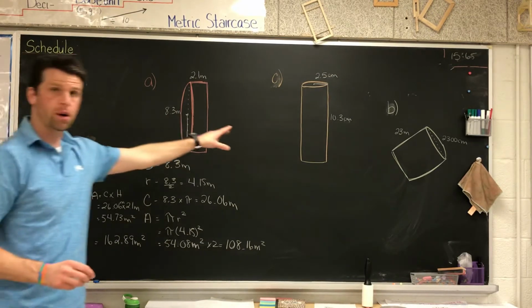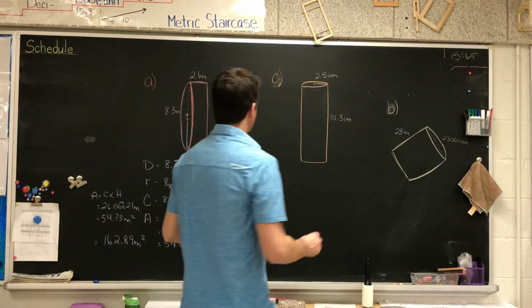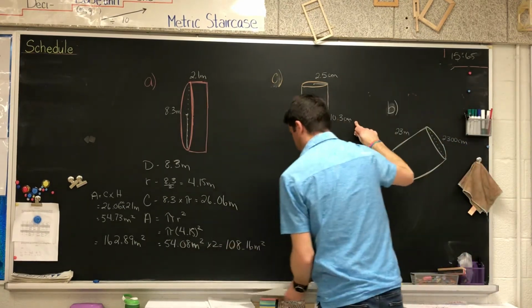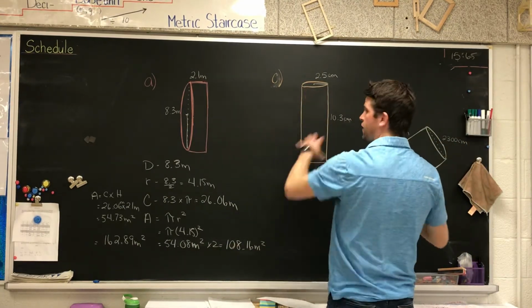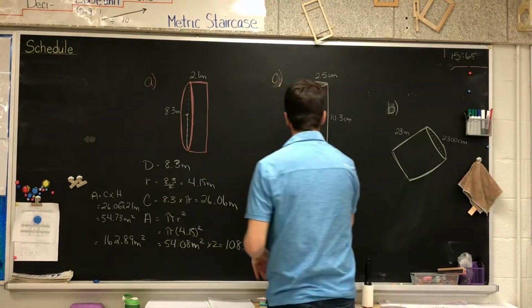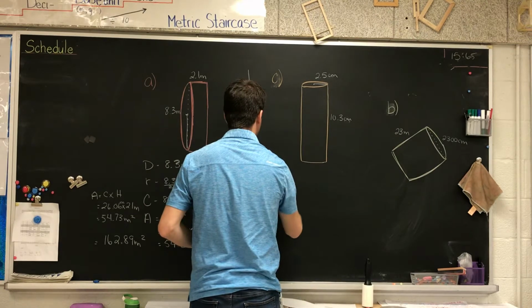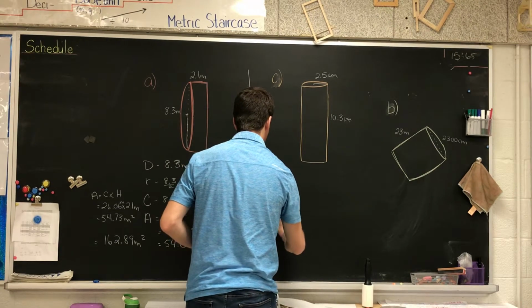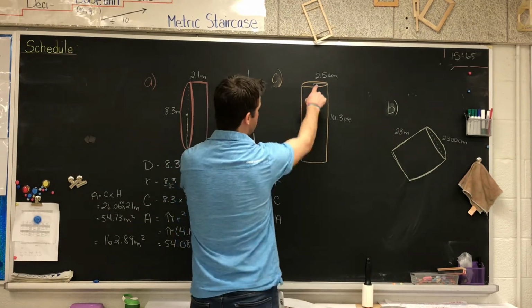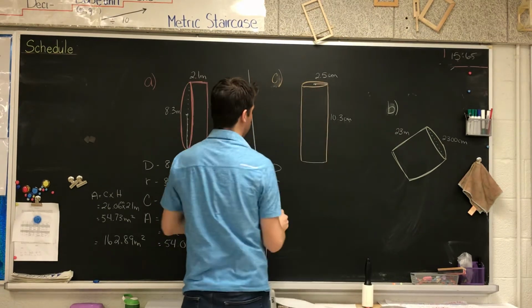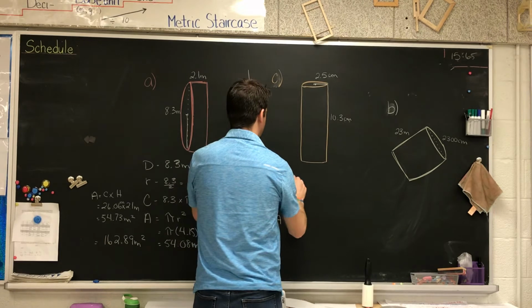Now I wrote these in the wrong order, so we're going to do C next. And C is in centimeters. And so, again, we're going to find these 4 measurements of a circle. We're going to find the diameter, the radius, circumference, and the area. This time we're given the radius. We're given the measurement from the middle of the circle to the outside of the circle. That's 2.5 centimeters.